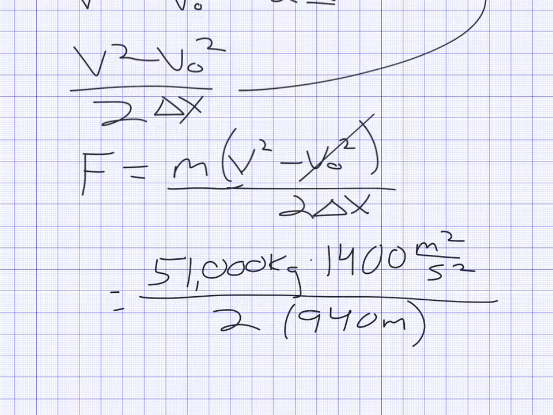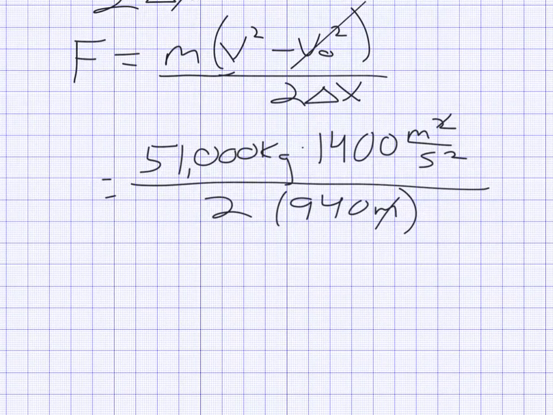Okay. There's not a lot to cancel here. I think this is just going to wind up going in the calculator. I will get meters canceled once. So I will get kilogram meter per second squared, or newtons, which is what I'm looking for. So let's do 51,000 times 1,400 divided by 2 times 940. And my calculator gives, it's a very big number, as you might expect from a jet engine.